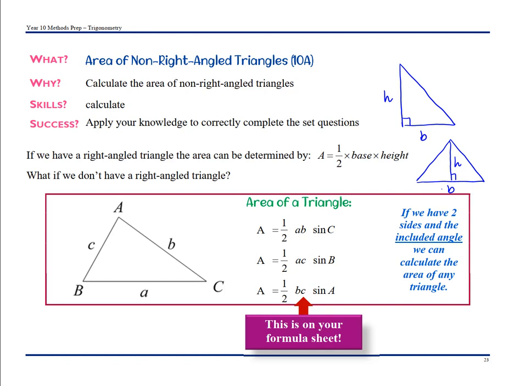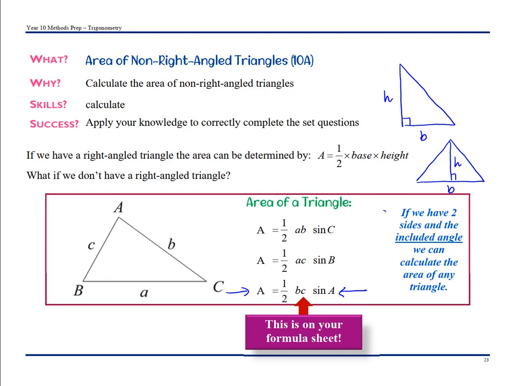Again, our triangle is labelled exactly the same way as for our sine rule and our cosine rule, and our formula is area is a half AB sine C. Now the formula on your formula sheet is in the form of the last one here. Area is a half BC sine A. Which formula you use, which combination you use, it really depends on what information you're given in the question.